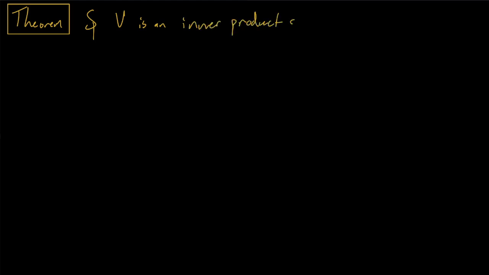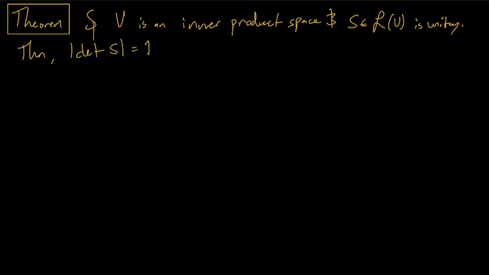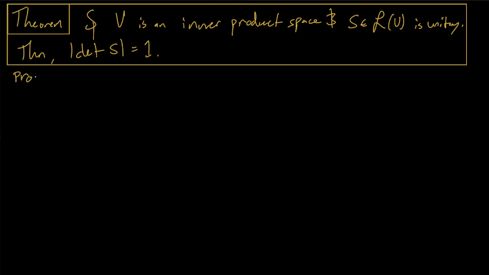Okay, last little tiny piece, which I think is sort of fun. We need two supporting results, and then the final conclusion bit of it. So suppose V is an inner product space, and S, an operator on V, is unitary. Then the absolute value of the determinant of S is equal to 1. That's the claim. So let's check it out. Okay, proof right here. Not too bad.